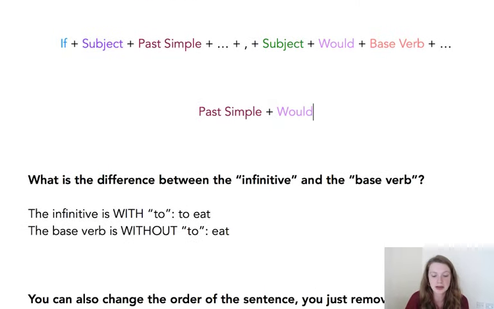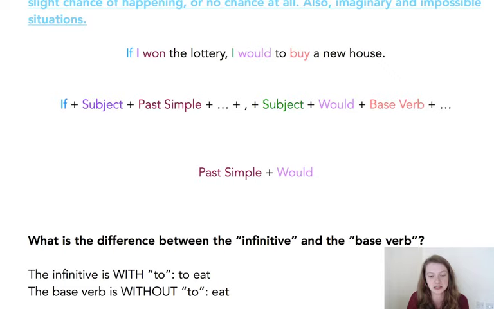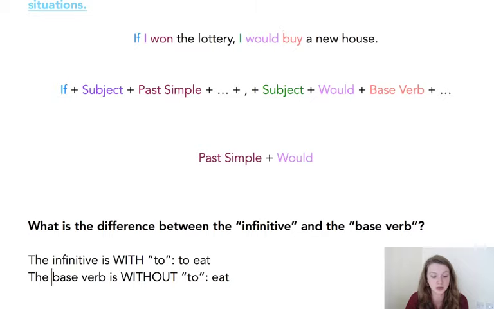So just to talk about what's the difference between an infinitive and a base verb super quick, because I know some people don't know the difference and they get a bit confused. Basically, the infinitive is with to, for example, to eat. So in this case, if I use the infinitive, it would be I would to buy a new house, but this isn't correct. I'm not throwing any shade at any teachers, but I do see some of them say, you should use subject plus would plus infinitive. No, that's not right. Really, you should use what's called the base verb. Some people call it the bare infinitive. Some people just call it the infinitive without to. Okay, depends on the teacher. I call it base verb. So the base verb is without to.